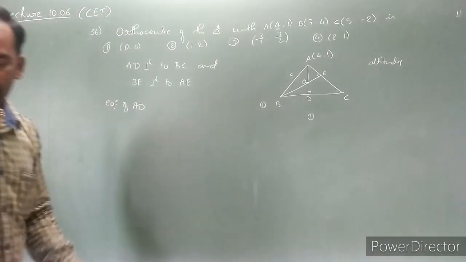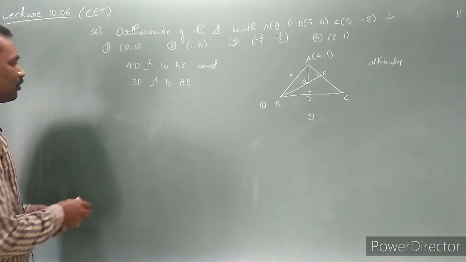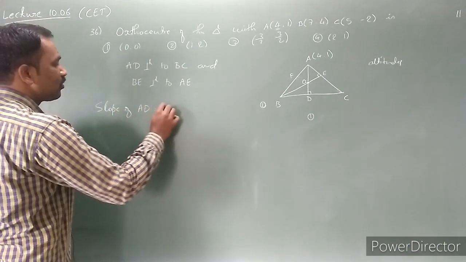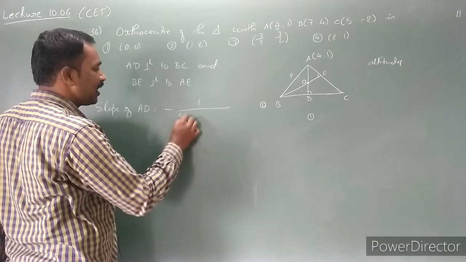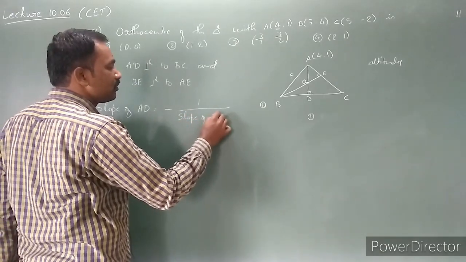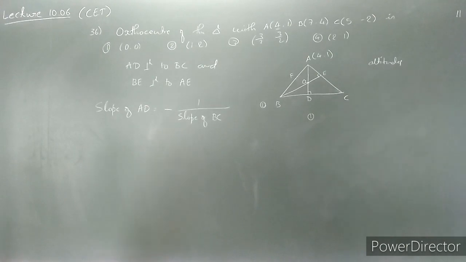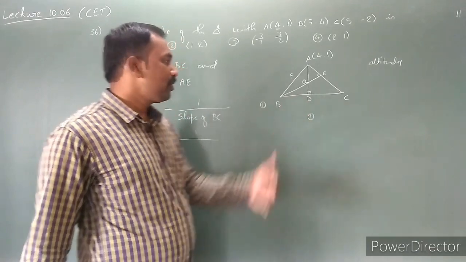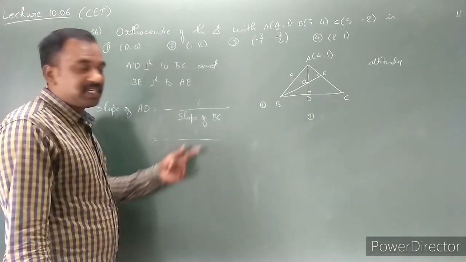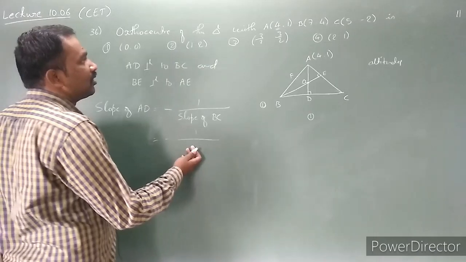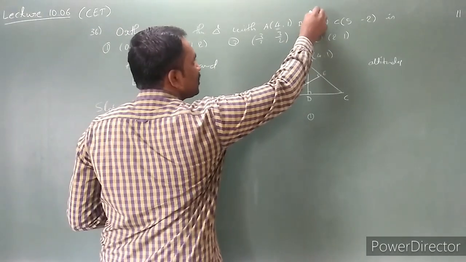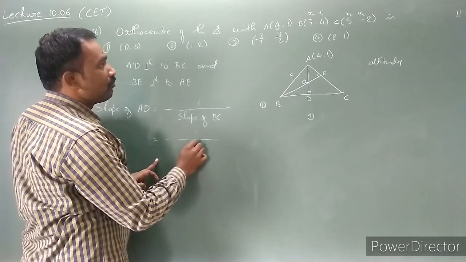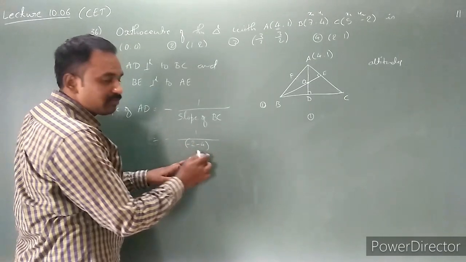First of all, the slope of AD is required. The slope of AD is equal to minus 1 divided by the slope of BC, since they are perpendicular. What is the slope of the line segment BC? To find the slope, we know two points, B and C: (y2 minus y1) divided by (x2 minus x1). Here is x1, y1 and this is x2, y2.